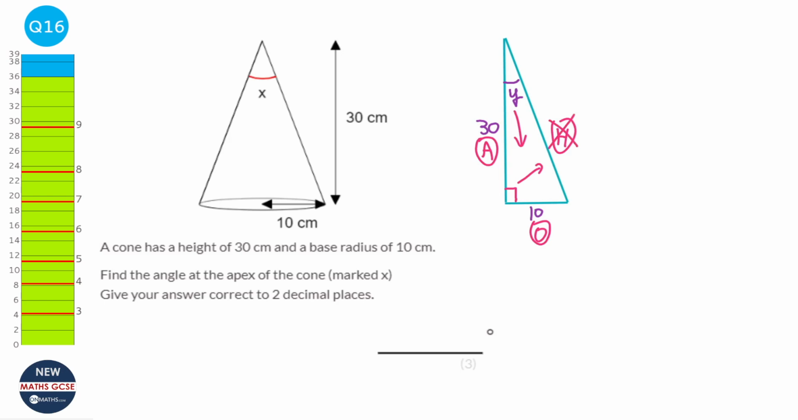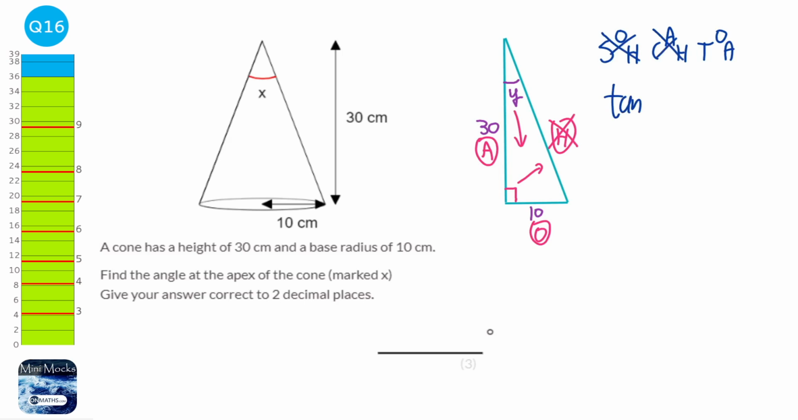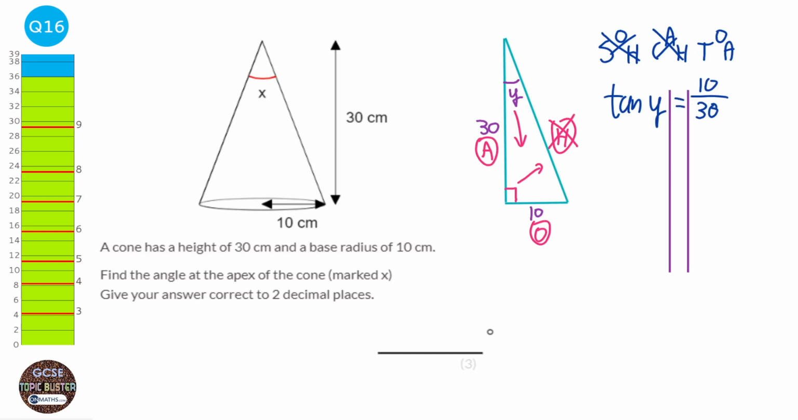And so I'm going to do my SOHCAHTOA. We're not using the H, so we'll cross out these two. We're using the TOA, and that stands for tan the angle, which in this case is y, equals the opposite, which is 10, over the adjacent, which is 30. And so we're going to inverse tan both sides, so we're going to have to solve this. So let's get my lines in, and we're going to inverse tan both sides.